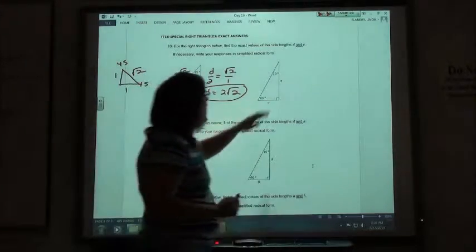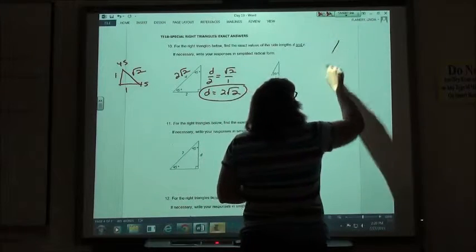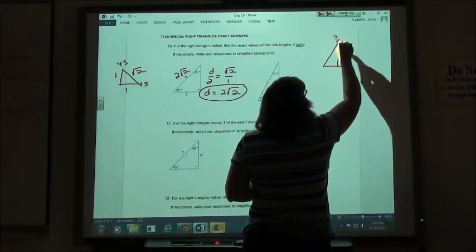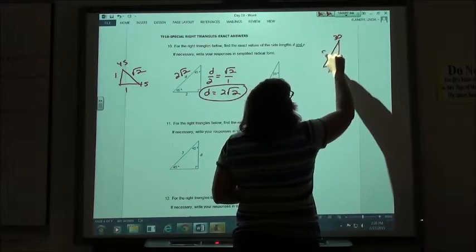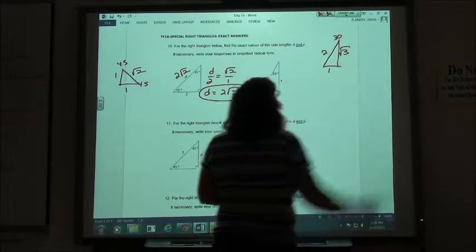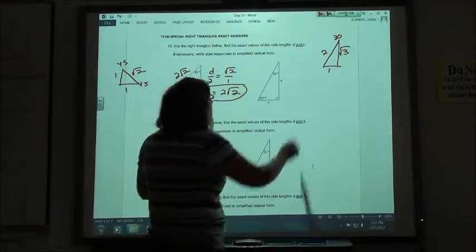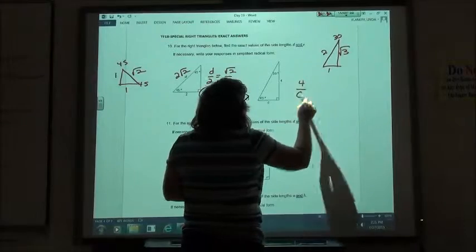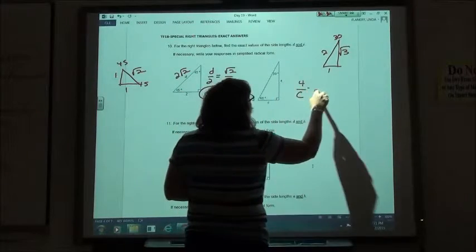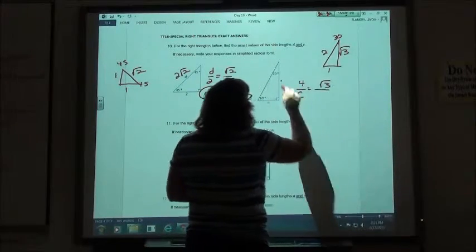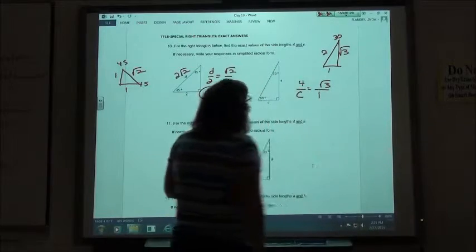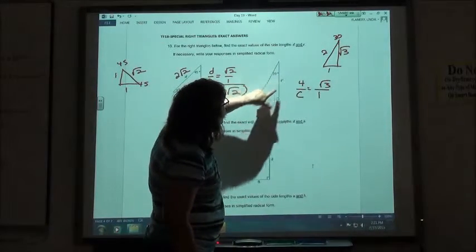Over here we've got that 30, 60, 90 triangle. And we know that the one opposite the 30 is 1, the hypotenuse is 2, and the other one is square root of 3. So we have 4 over c, so we're going to have the square root of 3 over 1. Right? We have that one side and that side.